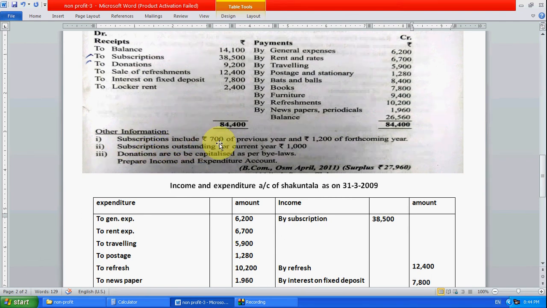Subscription includes 700 of previous year. So this is income and expenditure accounting, profit and loss accounting. We have to see the current income, profit and loss means current income or current loss. So for that purpose, don't take any previous or upcoming year entries. We just have to take the present entries. So subscription includes 700 of previous year, so deduct this amount.